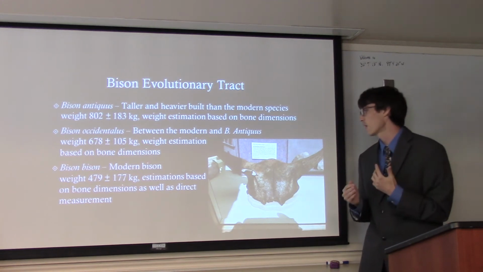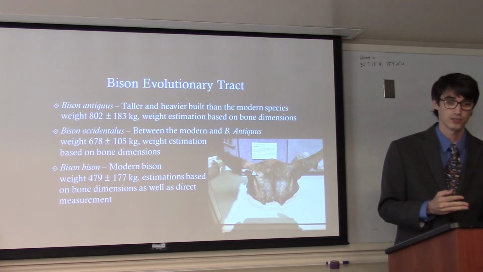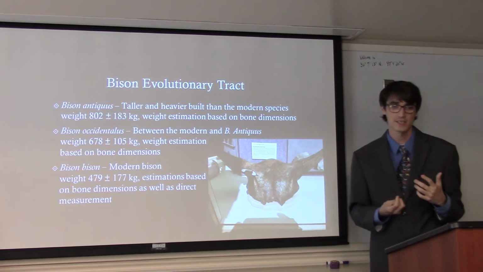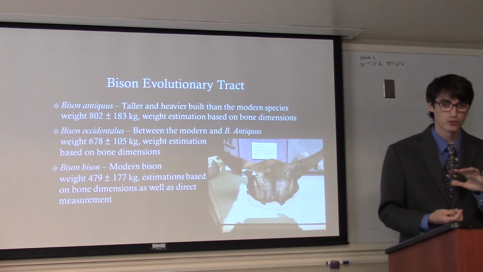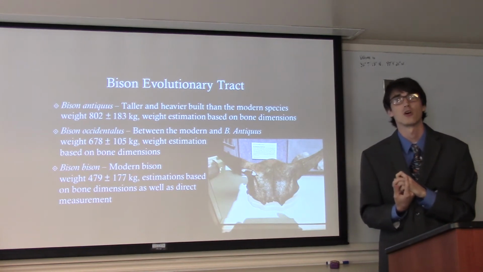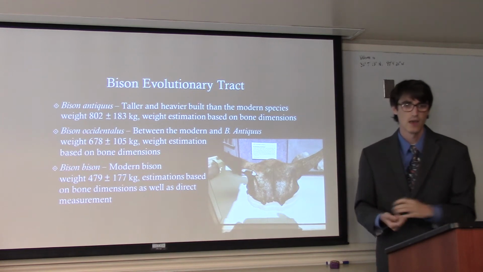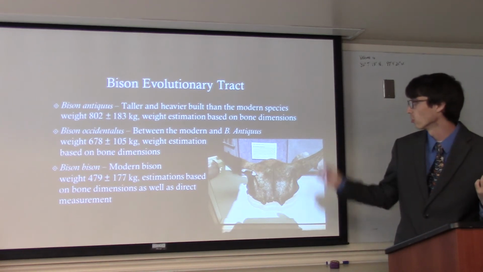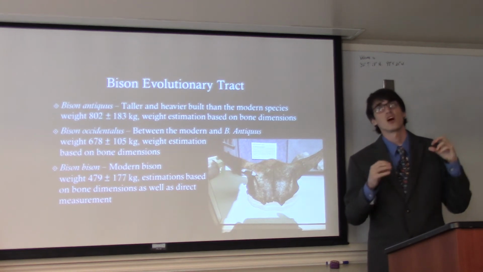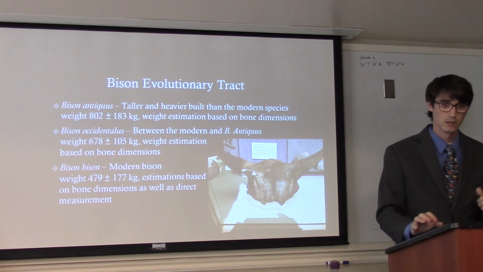So we know these bison changed. How did they change? Well, the three species that I looked at were, first, Bison antiquus, which were taller and heavier built than modern bison. Their weight was 802 plus or minus 183 kilograms. These values are quoted from Martin, Mead, and Barboza 2018. These weight estimations on all of these are going to be based on the dimensions of the calcaneum, which is the bone in the heel.